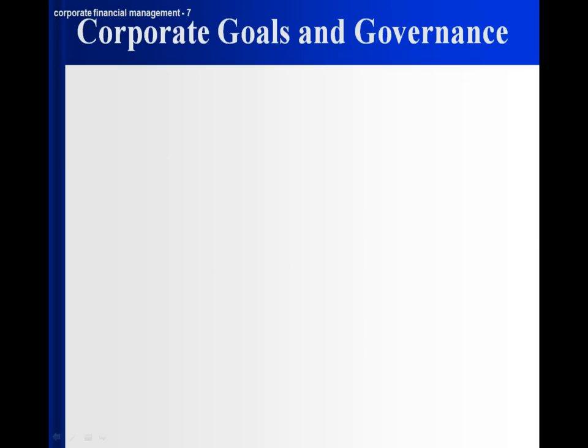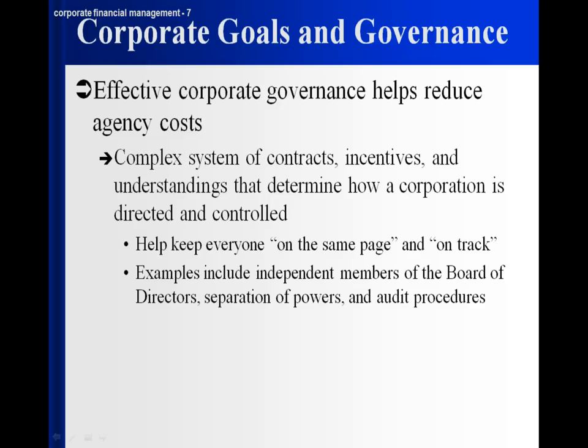So how can we try to control agency costs? A really good way to reduce it is with effective corporate governance. So here's a formal definition. It's a complex system of contracts, incentives, and understandings that determine how a corporation is directed and controlled. So basically, system of contracts, making sure the managers are prohibited from doing the kinds of things that shareholders would not want them to, that their incentives are such that they would get rewarded and compensated more when they do the kinds of things that shareholders would want to.